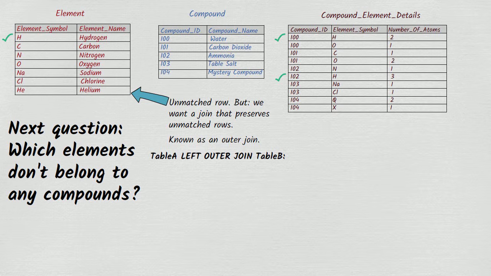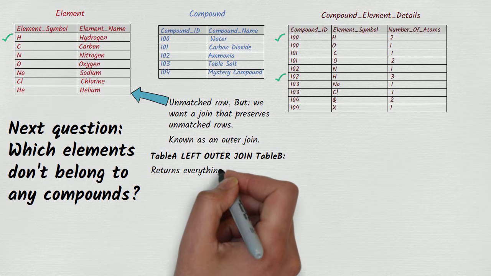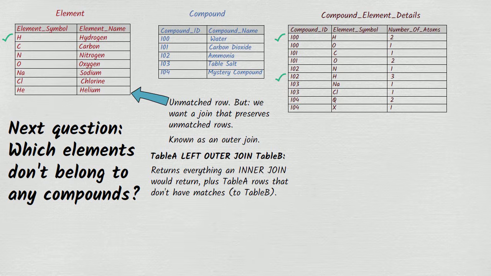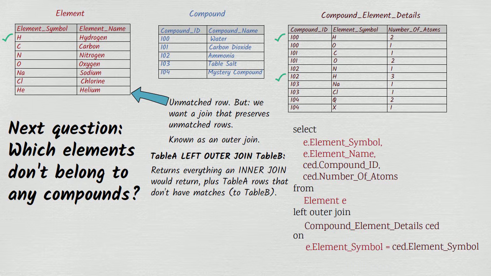In short, all of table A's rows will be included in the join results, regardless of whether they match something or not. In the outer join we want to do, the table we're matching from is element, and the table we're matching to is compound element details. The clause FROM element E signifies that one of the tables we're interested in is element, and that throughout the rest of the query we're going to be referring to the element table by the nickname E.